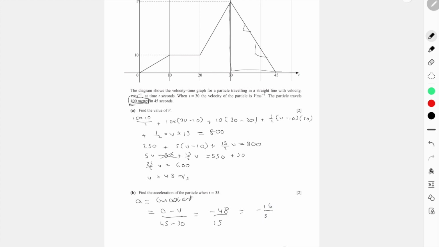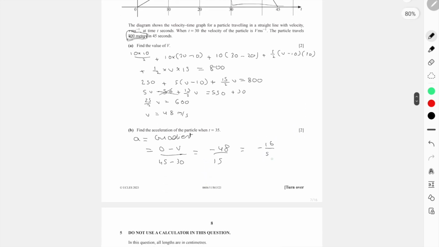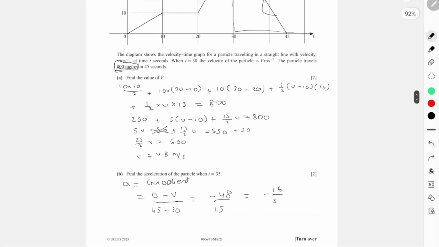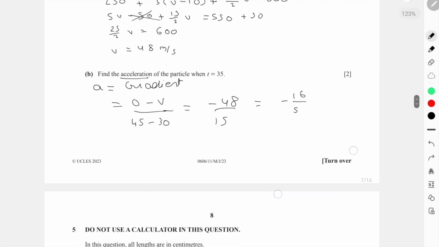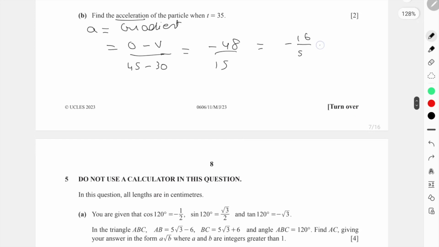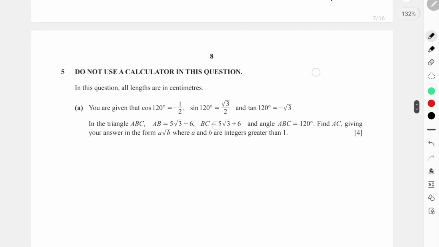So that's the acceleration. It's important that it's a minus because that means it's decelerating. And if they said find the deceleration, you just put plus, don't put minus. So in this question, it's asking for acceleration, so you write minus. If it's deceleration, you were supposed to write only 16 by 5 meters per second squared.